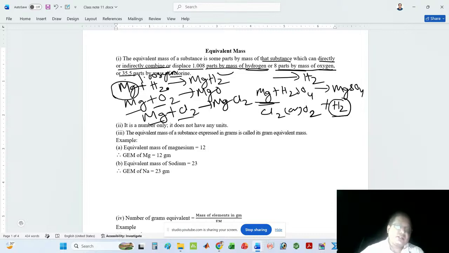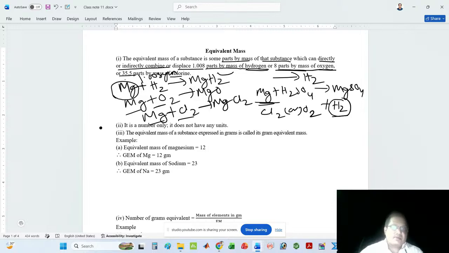So here you can think of the definition of equivalent mass: the equivalent mass of a substance is the number of parts by mass of that substance which can directly or indirectly combine with or displace 1.008 parts by mass of hydrogen, or 8 parts by mass of oxygen, or 35.5 parts by mass of chlorine. This is equivalent mass.